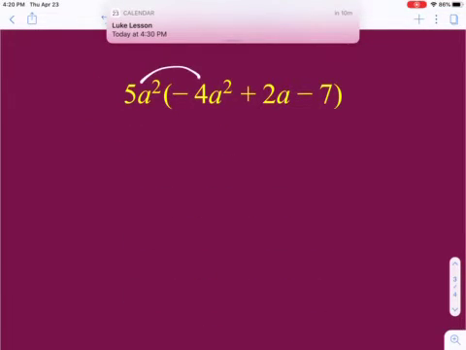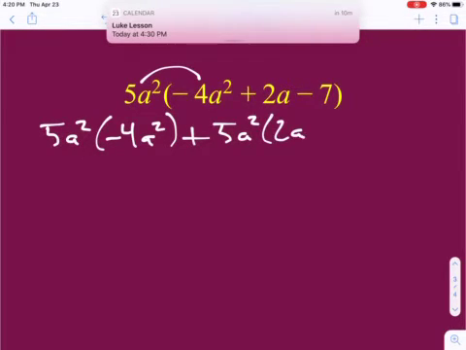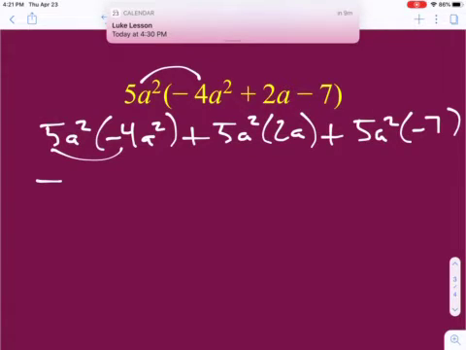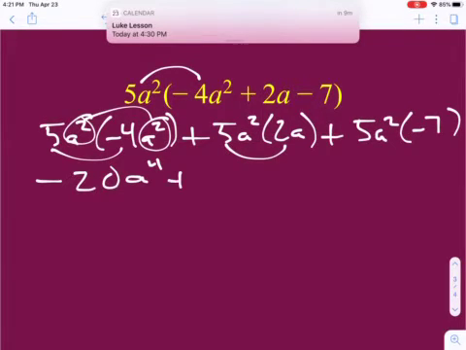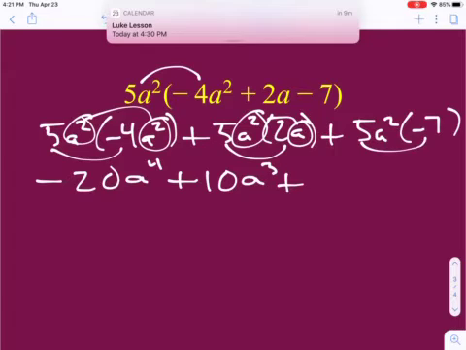So let's do this first one here. So it's 5a squared. I'm just going to write this out times minus 4a squared. And then you'll have plus 5a squared times 2a. And then plus 5a squared times negative 7. So we'll do our 5 times negative 4 is negative 20. Do our a squared times our a squared, which gives us a to the fourth. 5 times 2 is 10. And then a squared times a is a cubed. Then plus, and then 5 times negative 7 is negative 35a squared.